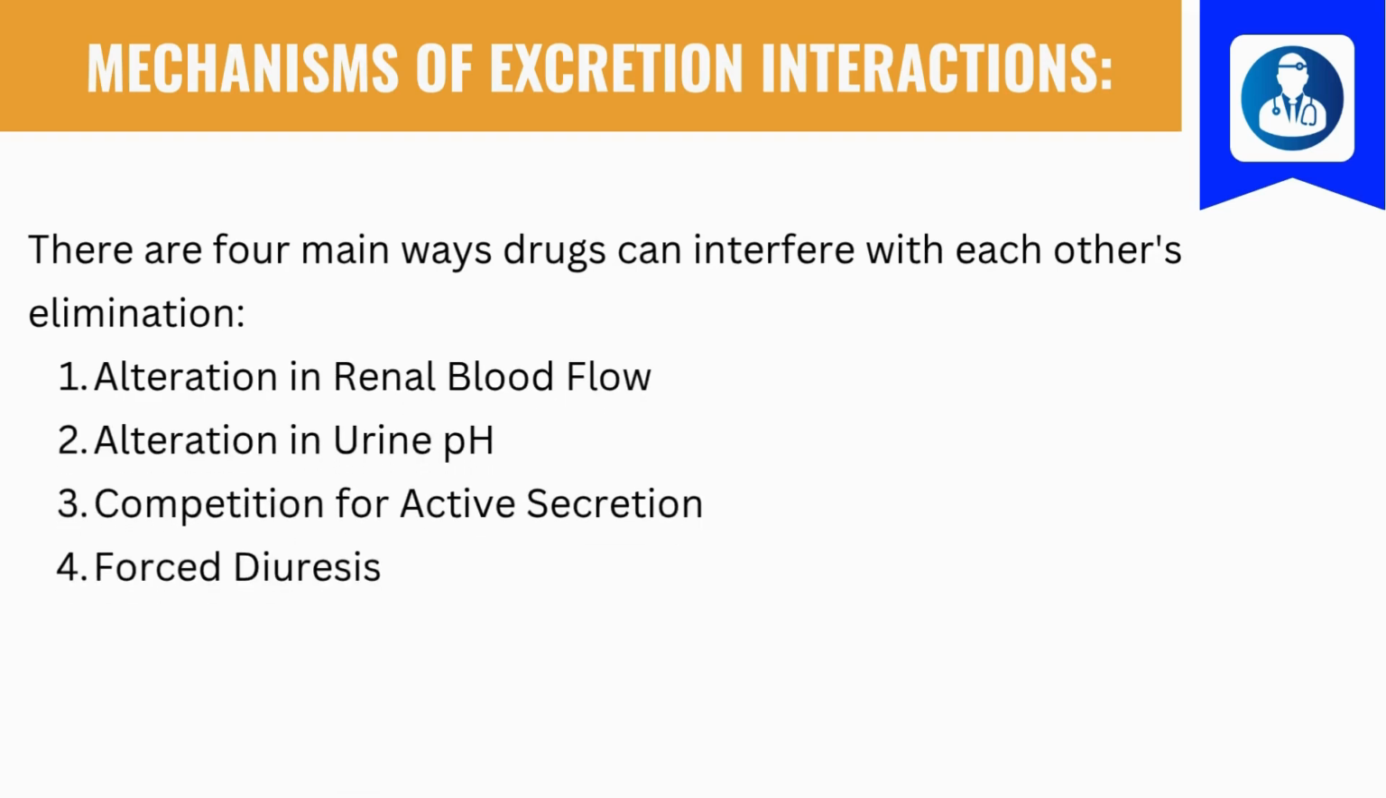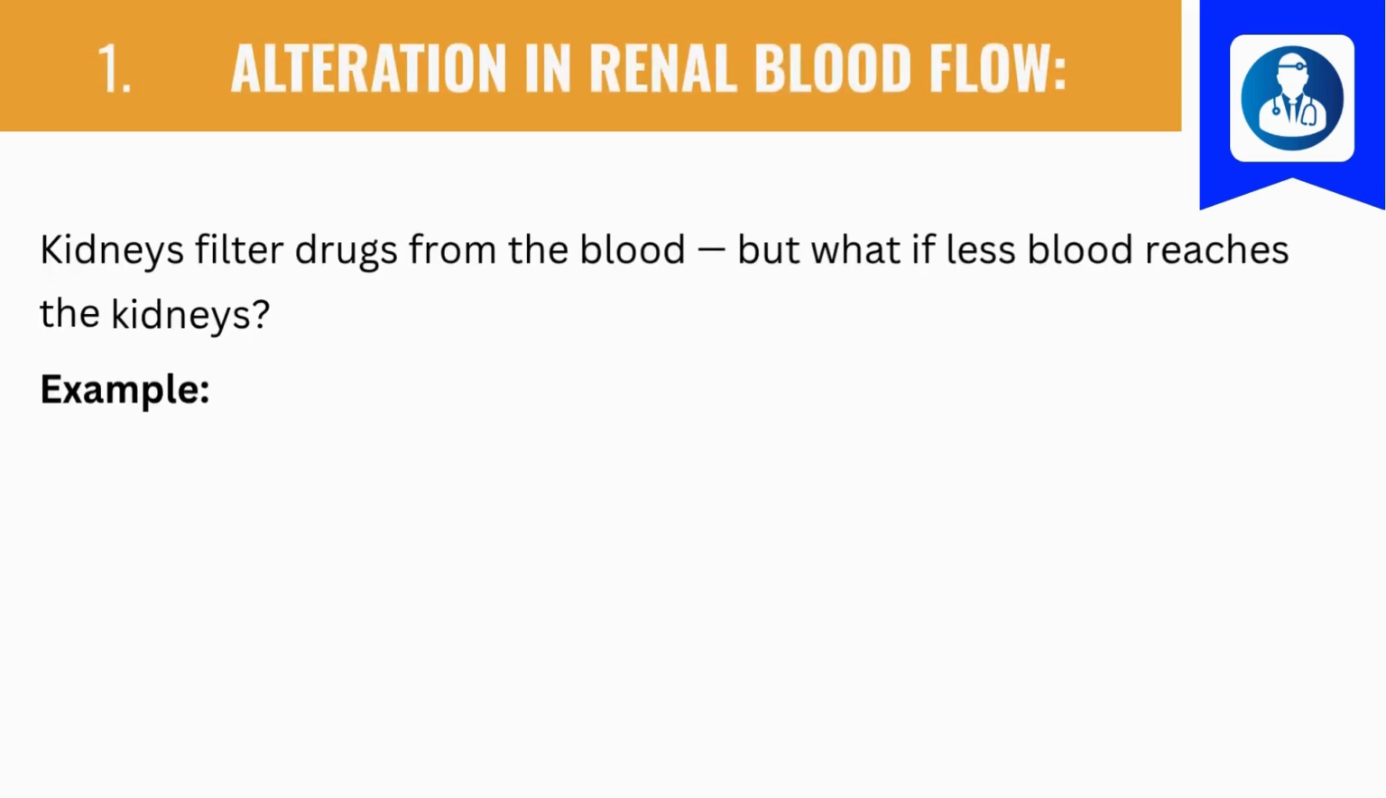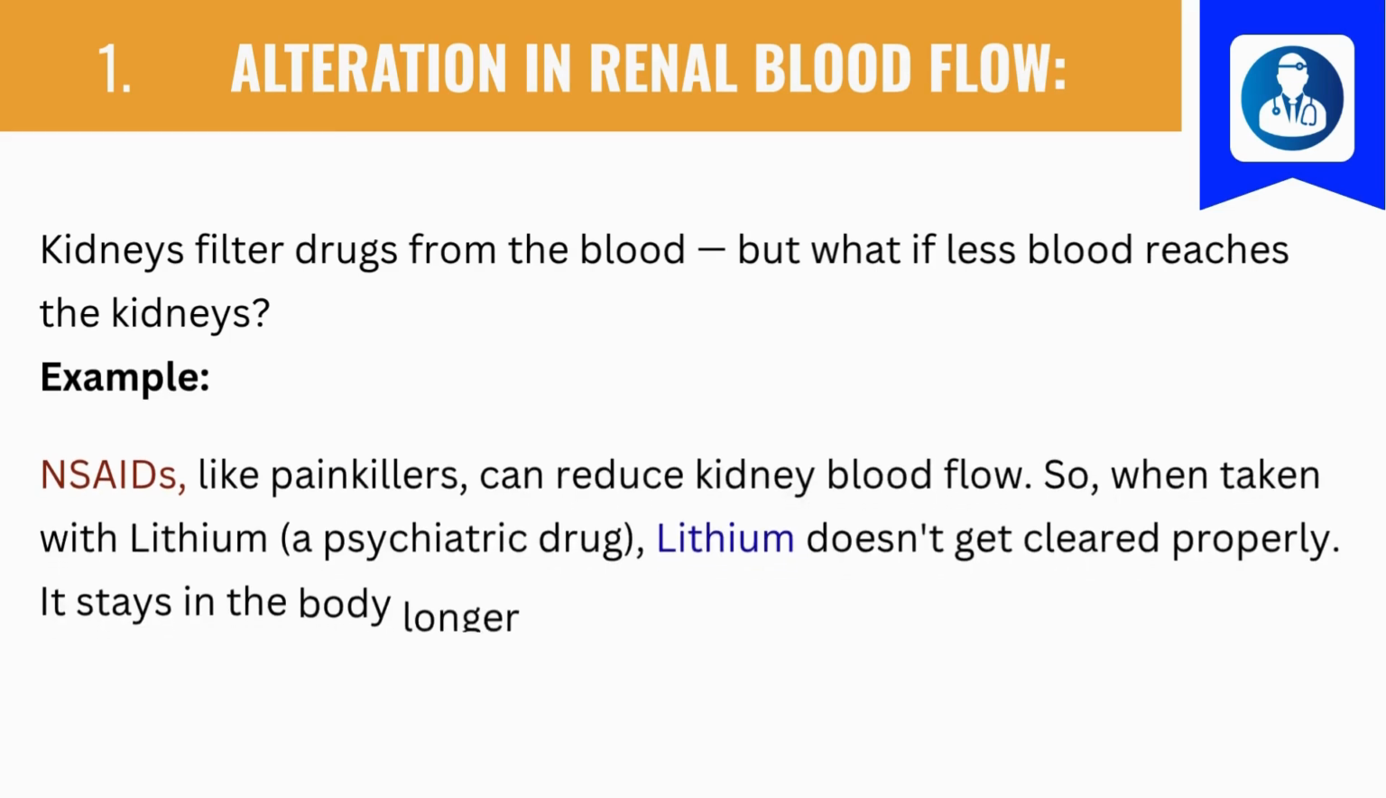1. Alteration in renal blood flow. Kidneys filter drugs from the blood. But what if less blood reaches the kidneys? Example: NSAIDs, like painkillers, can reduce kidney blood flow. So, when taken with lithium, a psychiatric drug, lithium doesn't get cleared properly. It stays in the body longer and can become toxic.